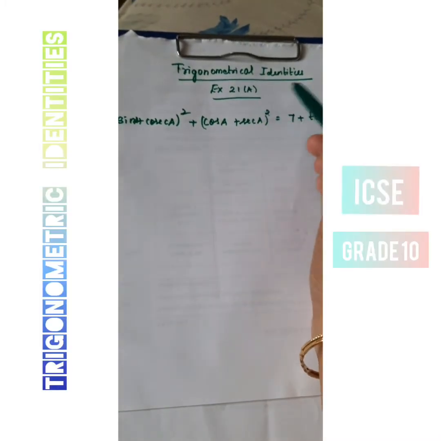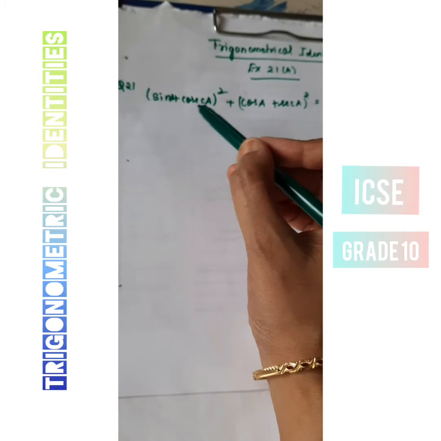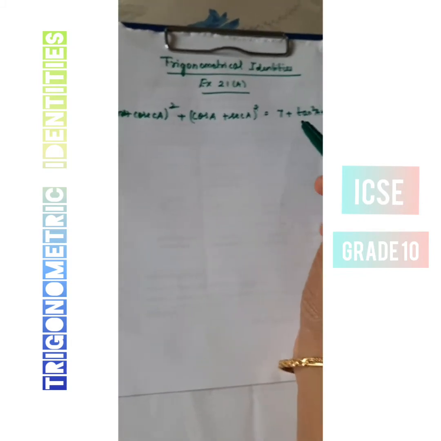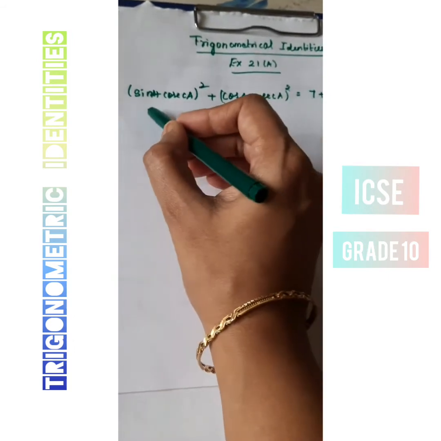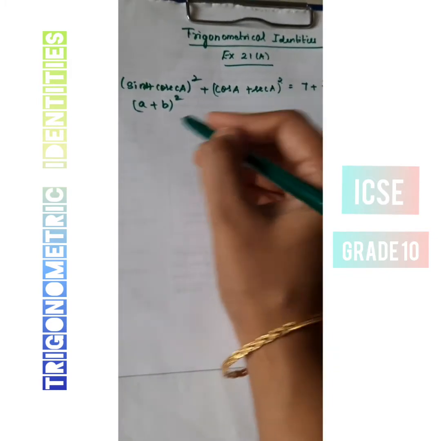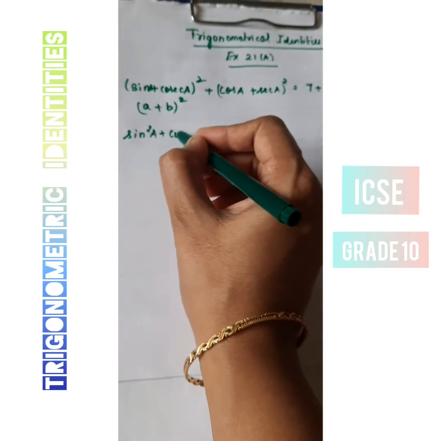Hello viewers, today we'll see trigonometrical identities, exercise 21a, question 21. It's a continuation of a previous video. So we need to prove LHS is equal to RHS, and LHS is of form (a plus b) whole square. So we can just expand the formula: a square plus b square plus 2ab.